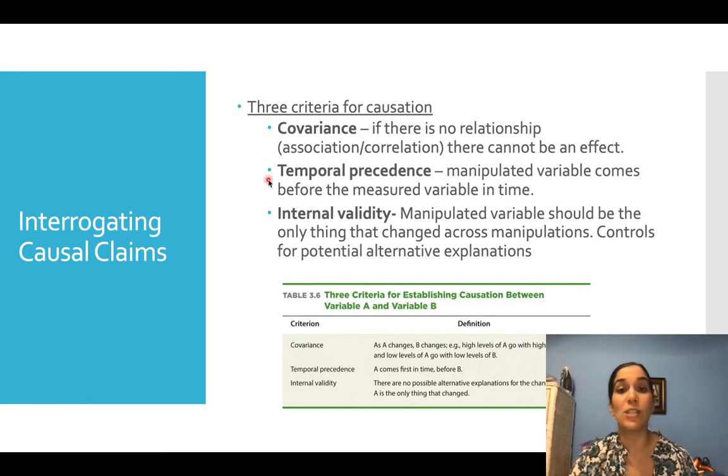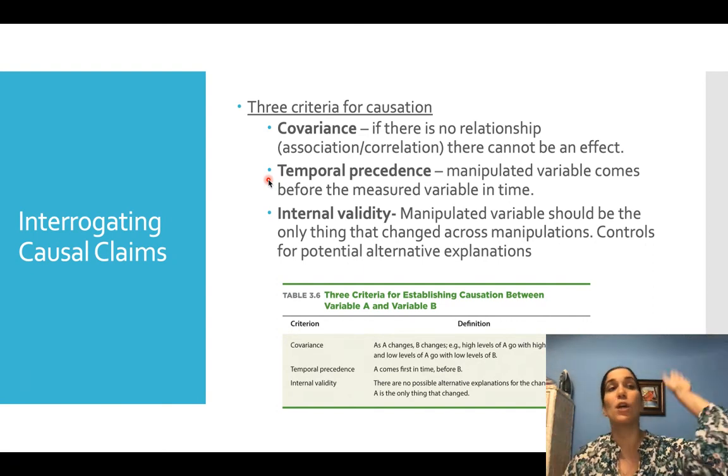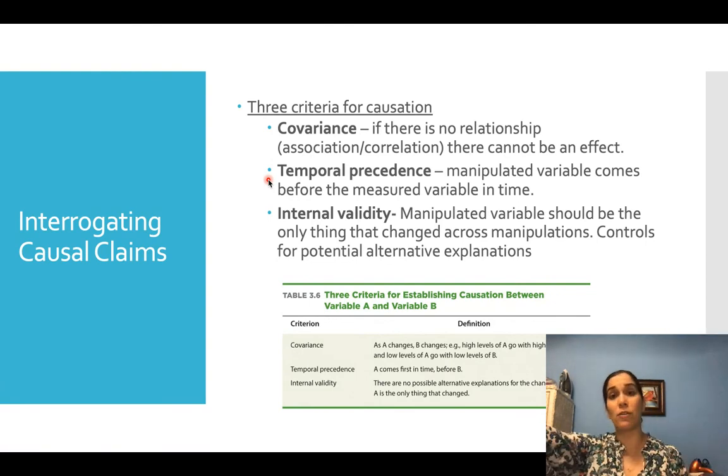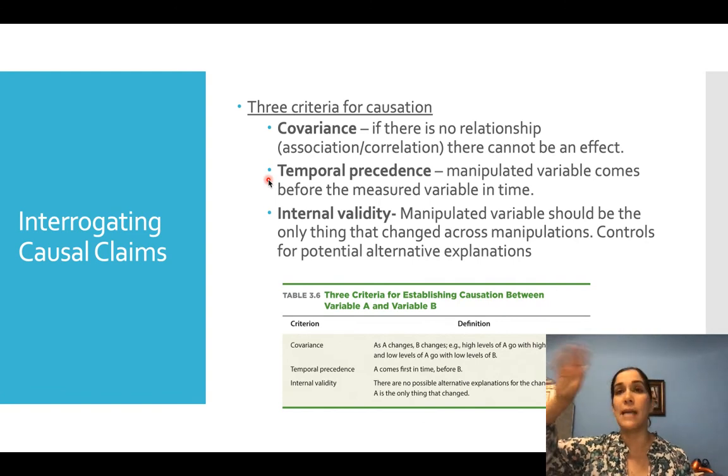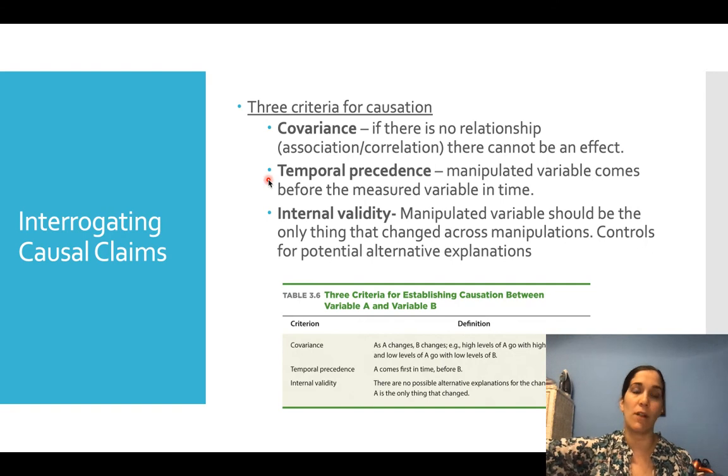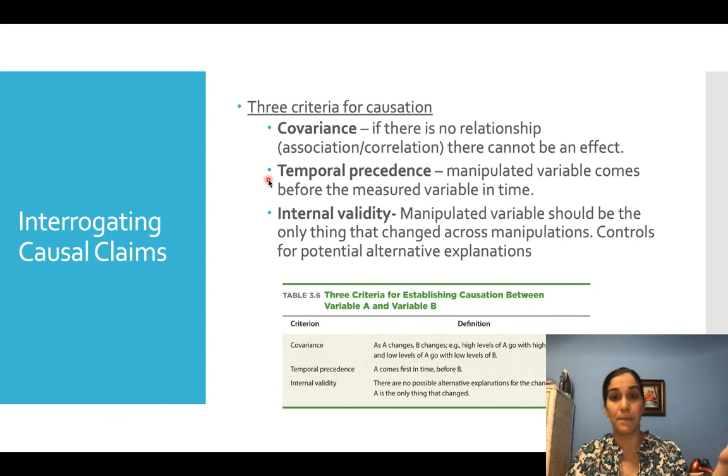The second criteria is temporal precedence, which essentially means that the variable that you're manipulating, in this case study time, comes before the variable that you're measuring. So if I want to say studying causes an increase in grades, I essentially split the class into two and I tell half the class, you study for 5 hours for 2 nights before the exam, and I take the other group and I say, you don't study at all. Don't just show up to class, take notes during class, but do not study at all outside of class before an exam. So what I did was I manipulated my variable of study time.